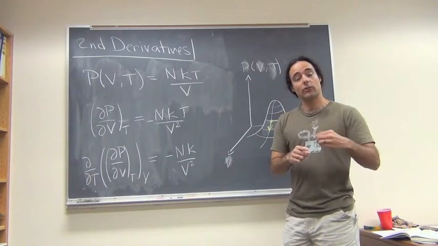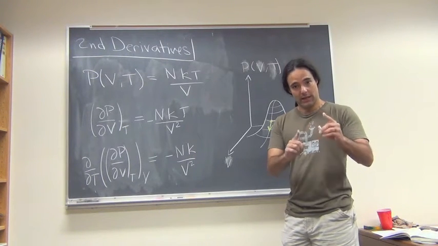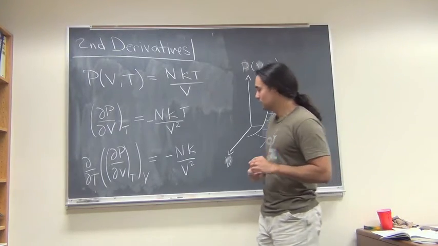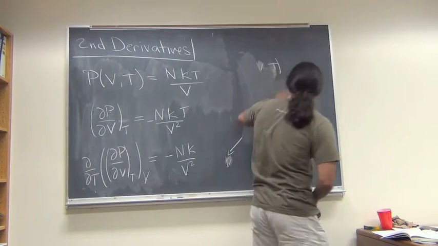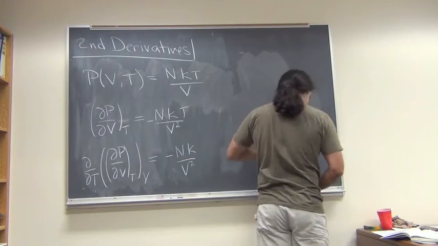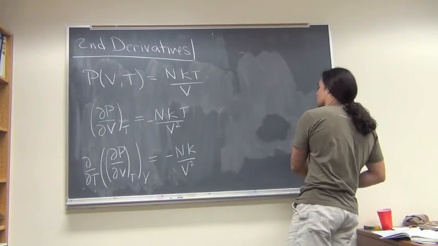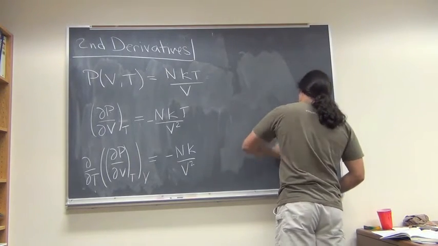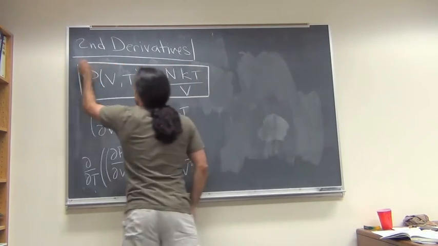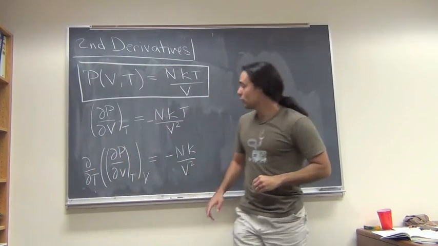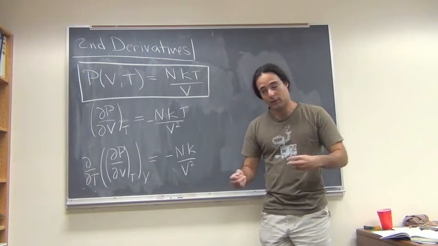Now my claim is that it does not matter which order you take the derivatives if you are working with a state function. Again, I'll talk about what I mean by a state function momentarily. So let's try doing that. Just erase this. Okay, so here is my function. I took a derivative with respect to volume first, then I took a derivative with respect to temperature. Let's do that in the reverse order now.